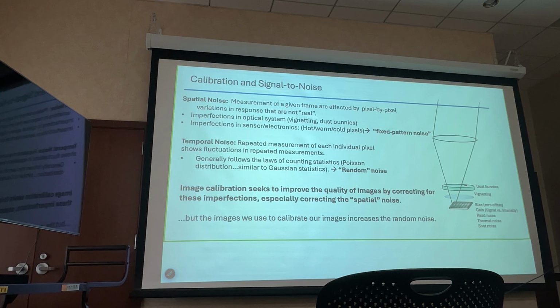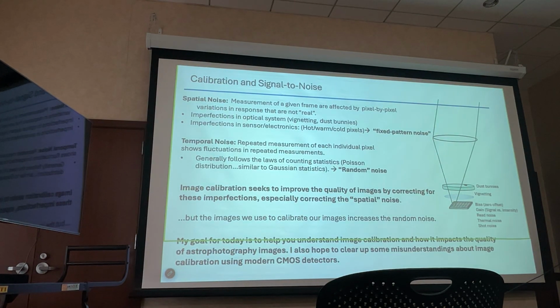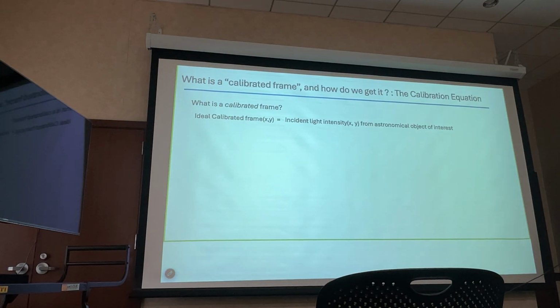And so if you're trying to make the image better by getting rid of, say, the vignetting and other things, you'd like to be sure that what you're gaining by getting rid of the spatial imperfections is not being thrown away by increasing the random noise of the image. So that's what I'm going to talk a little bit about. I'm going to breeze over this because I'm running behind in terms of time. But I think it's useful to think about why we do what we do in calibration.